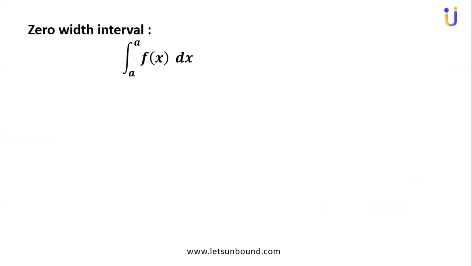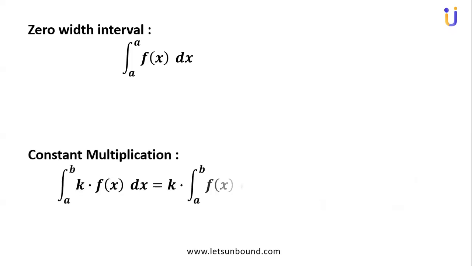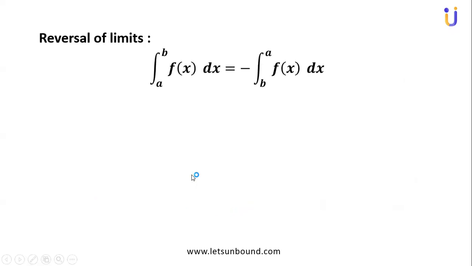We have so many properties. First is zero with interval. So a to a, it's the same interval, which means it's 0. No area will be there, right? And constant multiplication, a to b, k times f of x means, yes, you can take the constant outside and you only work on the function. Now, reversal of limits. The integral a to b f of x dx equals minus the integral b to a. So if you want to reverse the limits, yes, you can do it. You can switch them, but a minus will come out. You have to multiply by a minus.